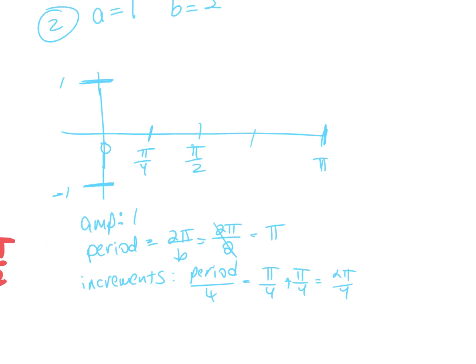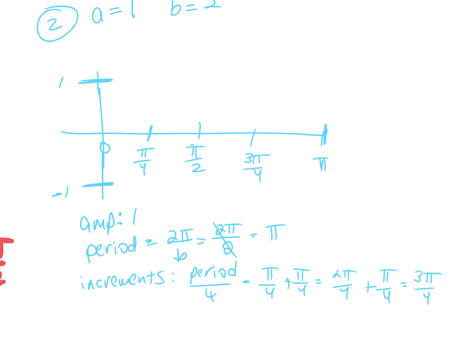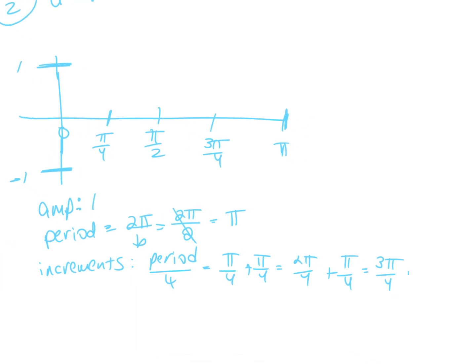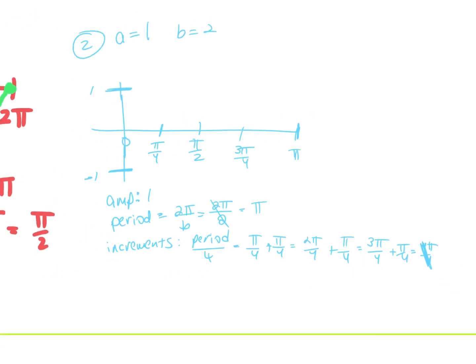So I have another tick mark. I'm going to add pi over 4, and I get what? 3 pi over 4. Good. Now think about it. If I went one more tick mark, I add another pi over 4. What does that give me? 4 pi over 4, which is the same as? Perfect. You just keep adding the same amount each time.